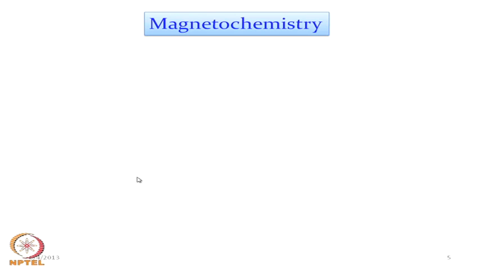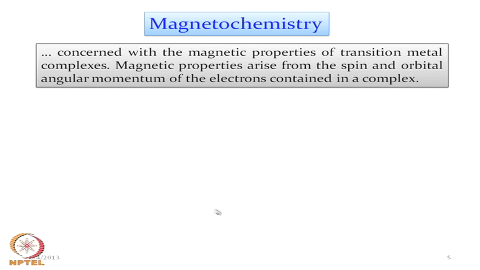So next we will talk about magnetochemistry, and how the magnetic properties of all these coordination complexes are helpful in determining or identifying the nature of these complexes. So this is basically a characterization technique or tool where we can determine the magnetism or magnetic properties of all these complexes. It is basically concerned with the magnetic properties of transition metal complexes.